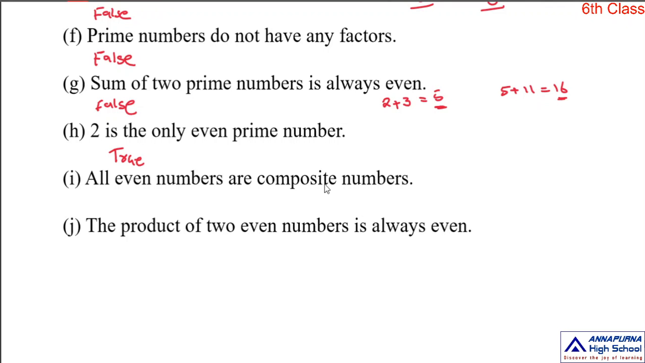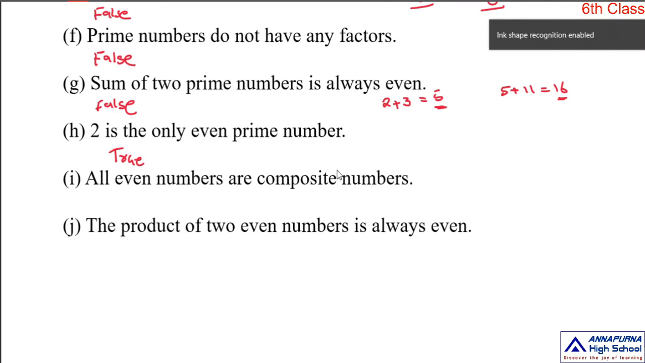All even numbers are composite numbers. What is the statement? All even numbers are composite numbers. The statement is false. Why? Because 2 is an even number. What is a composite number? A composite number has more than 2 factors. 2 has only 2 factors, that is 1 and 2. That's why the statement is false.